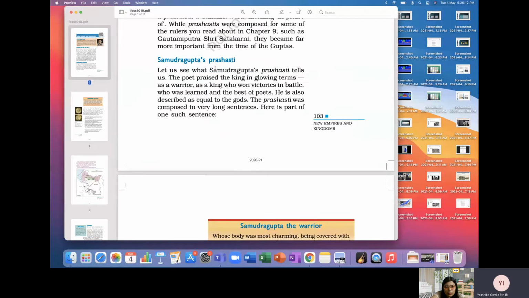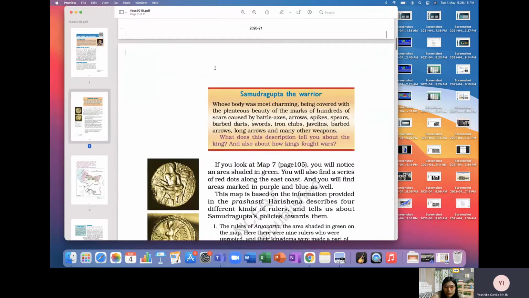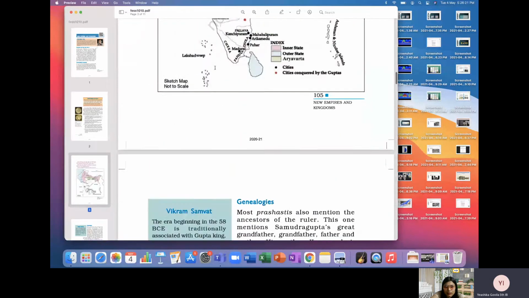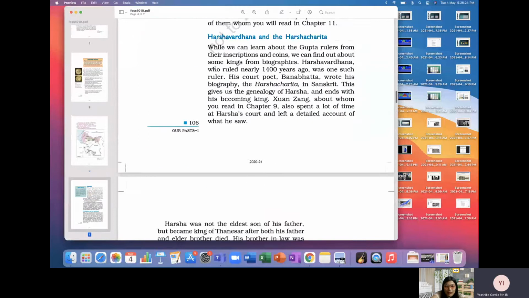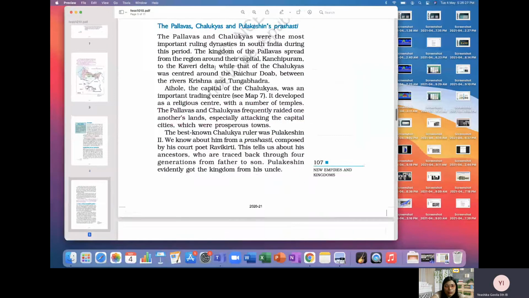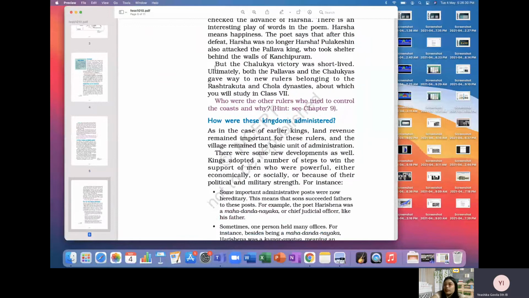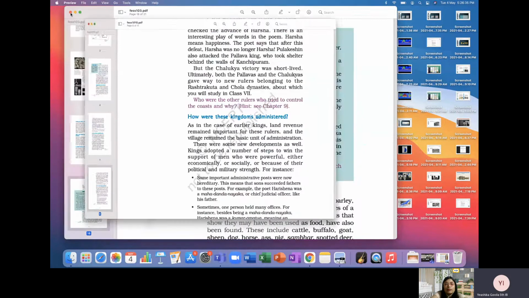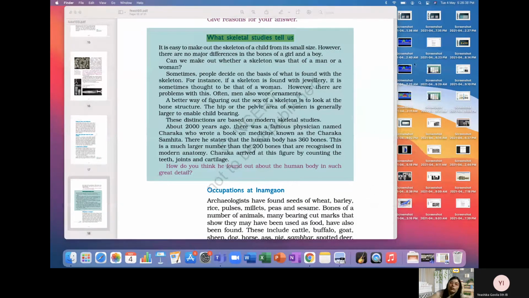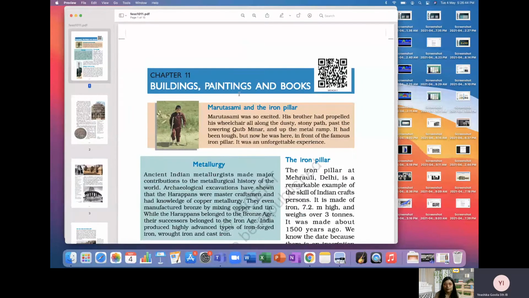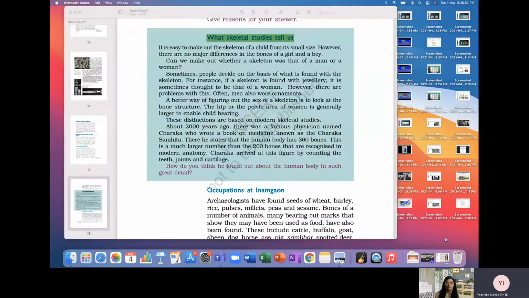In this also they've given a little bit about Ashoka. Gupta dynasty, Ashoka dynasty. Yeah, Chandragupta Maurya, I know about him. So after this Ashoka chapter, we'll study this chapter. Okay, ma'am. All right. So I think the last one is left, no? Yeah, this is the last one. Buildings, paintings, and books. So let's continue.